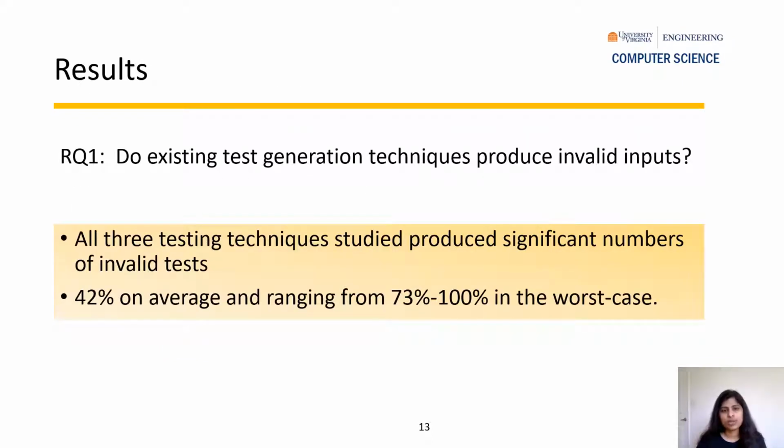We found that all the 3 testing techniques generate a significant number of invalid inputs. 42% of the generated tests are classified as invalid on an average, and 73 to 100% are invalid in the worst case.